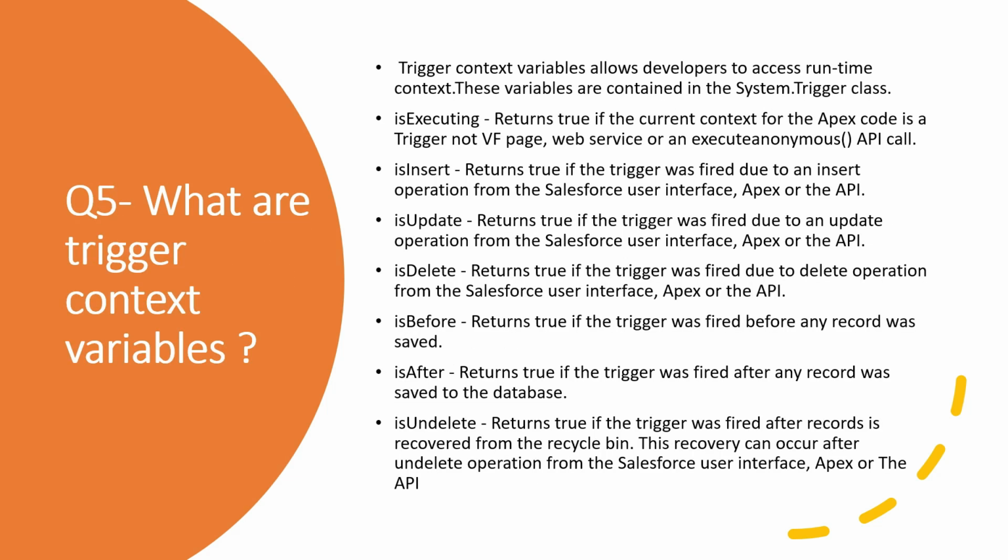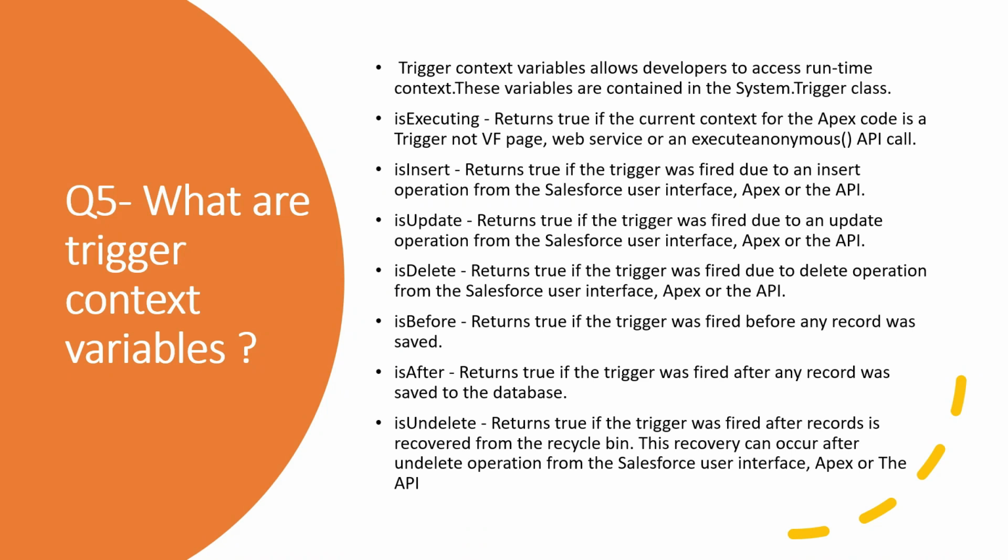What are trigger context variables? Trigger context variables allow developers to access runtime context. These variables are contained in the System.Trigger class. So isExecuting returns true if the current context for the Apex code is a trigger, not a Visualforce page, web service, or an executeAnonymous API call.